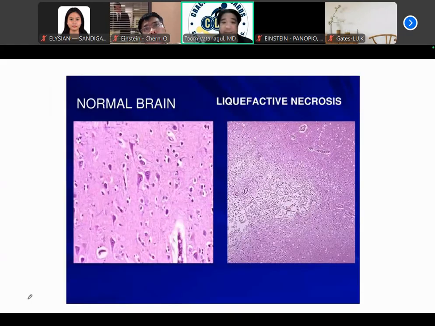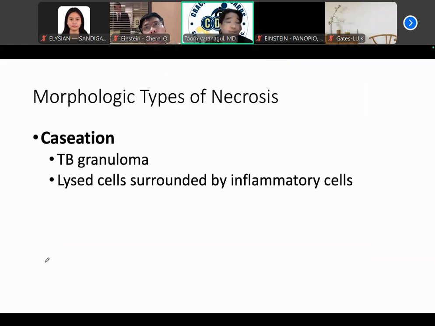And a microscopic finding: normal brain is here on your left. On the right is the infarcted brain. This area here already shows the liquefaction. Okay? Now, next is the caseous necrosis. Caseous necrosis is usually characterized by the presence of lysed cells surrounded by inflammatory cells. This is known as the cheese-like friable material, and this is usually associated with tuberculosis.